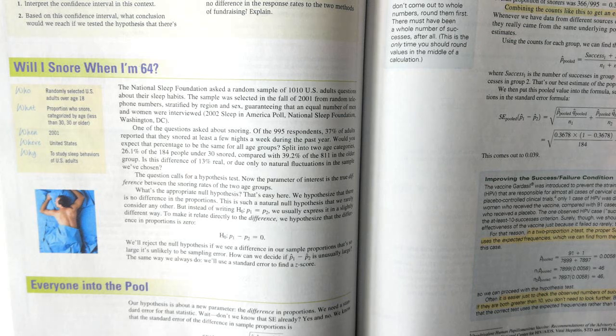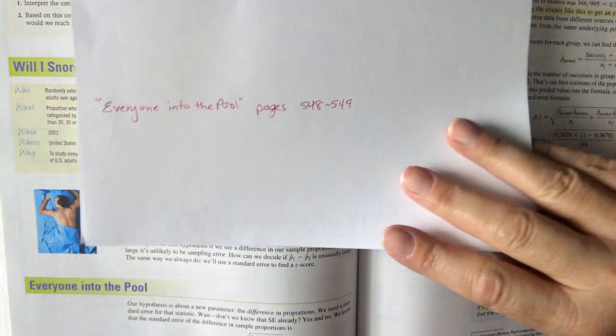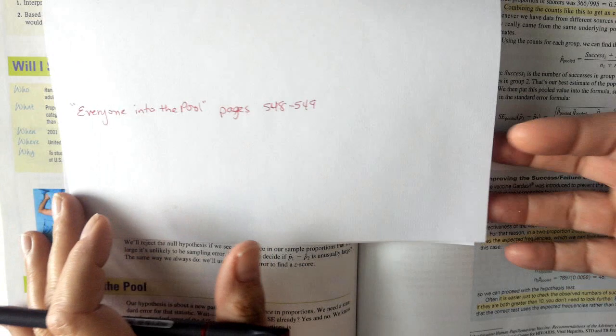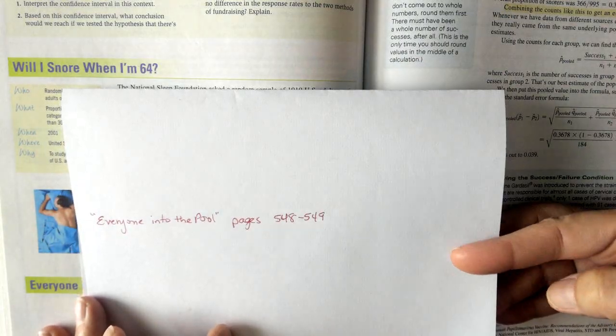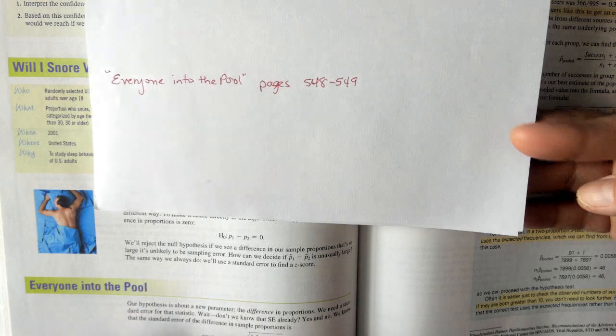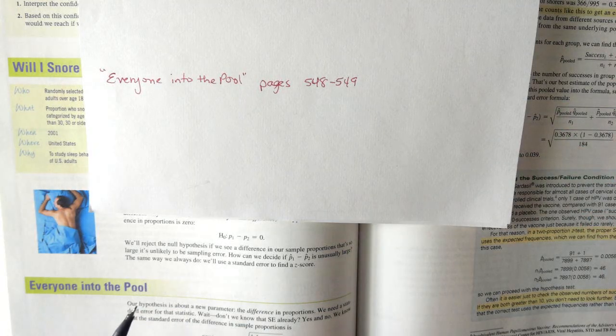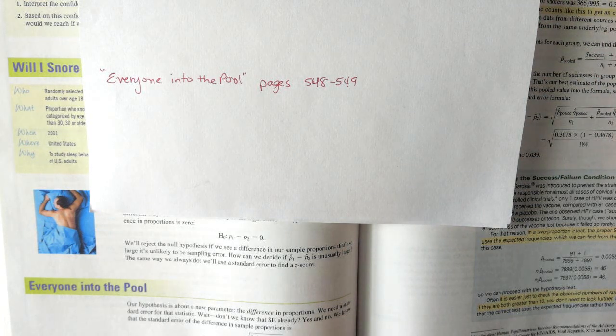To start with, there is a 2-page reading that you could do that might be helpful for understanding the why behind why we pool. It starts on page 548, 549, and it actually starts in this section, Will I Snore When I'm 64, to set up a scenario. And then there's an Everyone into the Pool section that talks about why we pool our proportions when we do a hypothesis test. If you're looking for a little additional insight, that 2-page reading would take you maybe 5 minutes.